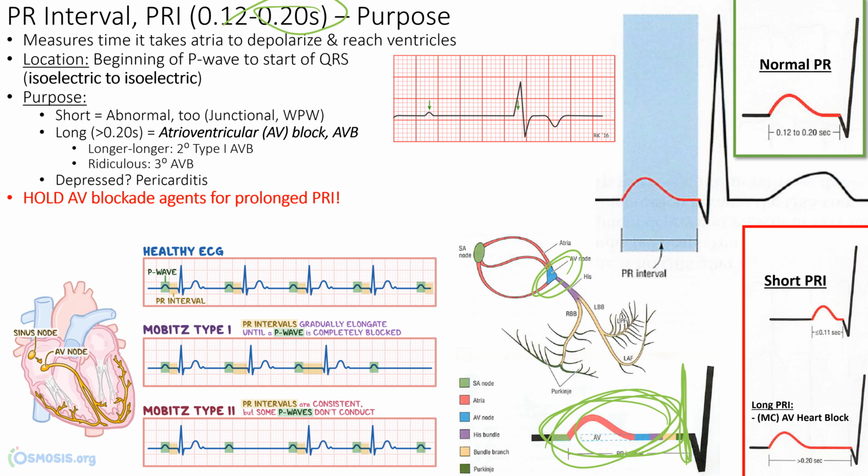Someone's taking too many medications that suppress their AV node, right? What's an example of a medication that suppresses the AV node? What's that? Digoxin, I heard. Digoxin. All right, so digoxin affects the contractility and heart rate.